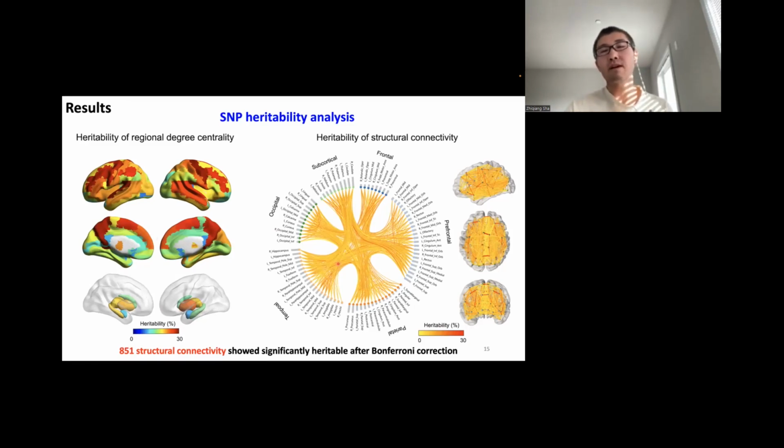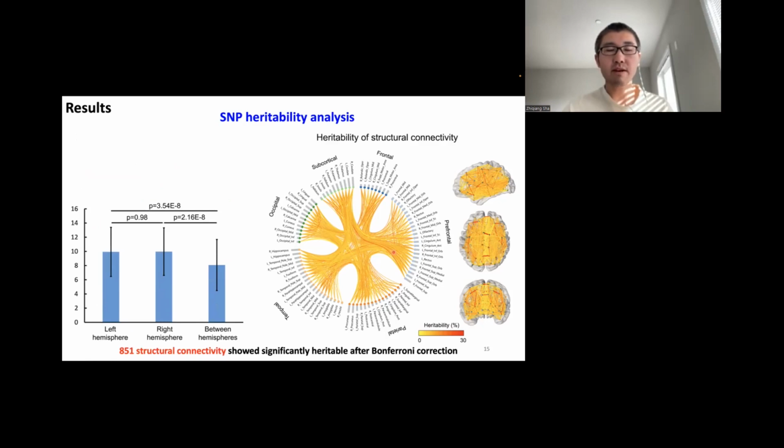And for the white matter connectivity, in this figure, each edge represents the connectivity between each pair of regions, with red representing the connectivity with higher heritability. And after Bonferroni correction, we found there are 851 structural connectivities showing significant heritability. And interestingly, we found the heritability of interhemispheric connectivity showed relatively lower values than the heritabilities of intrahemispheric connectivities.